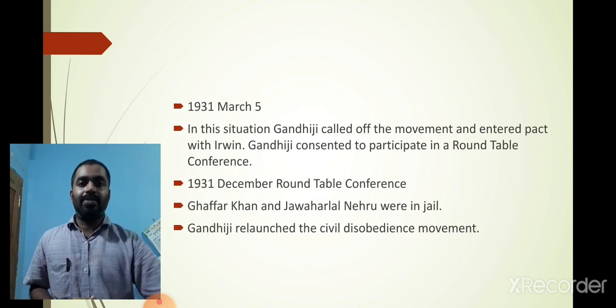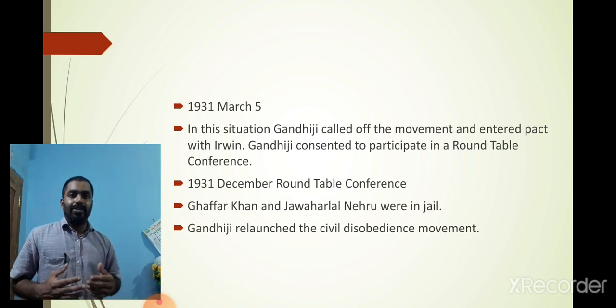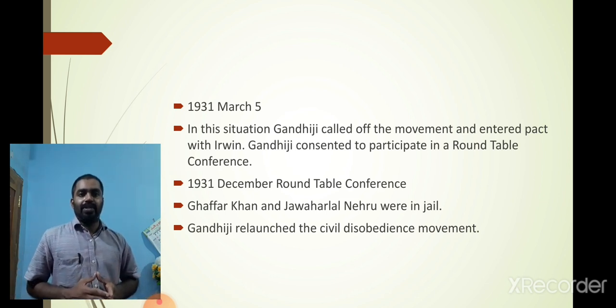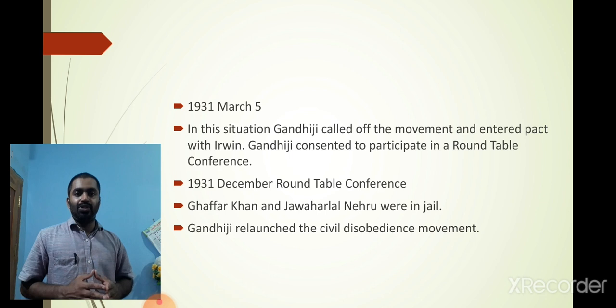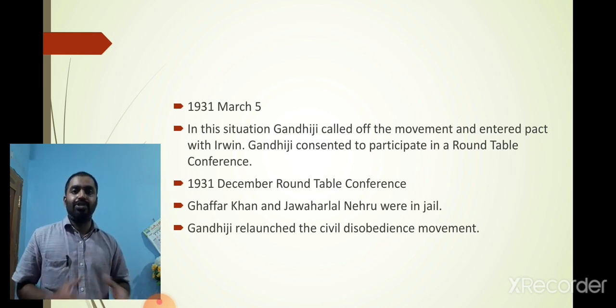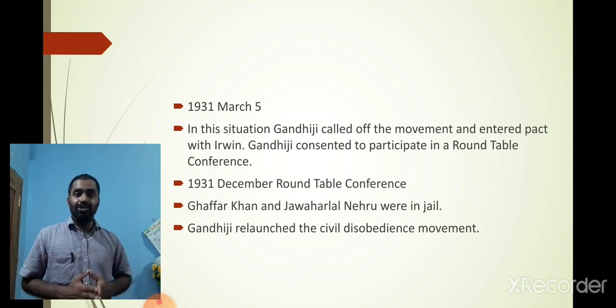At this time, Gandhiji called off the movement and entered a pact with Irwin. Gandhiji consented to participate in the Round Table Conference. In December 1931, the Round Table Conference was held in London, but it did not give a satisfactory result.